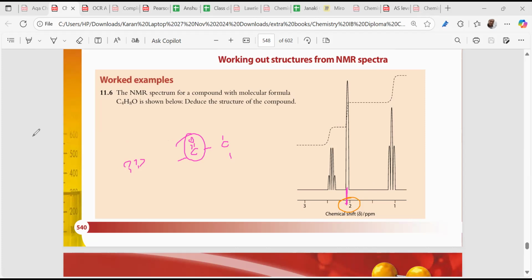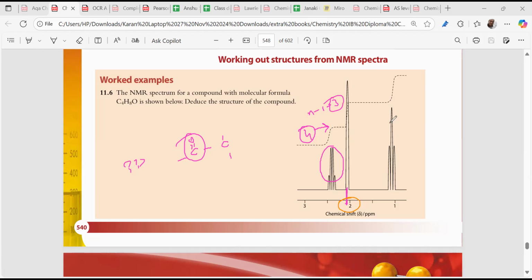Now we have got a quartet over here. Can you see this? Quartet, 4, right? What does it mean? A quartet means the next carbon will have how many hydrogens? n minus 1, 3. You note down all these details, right?